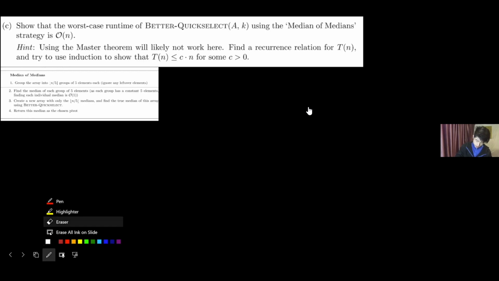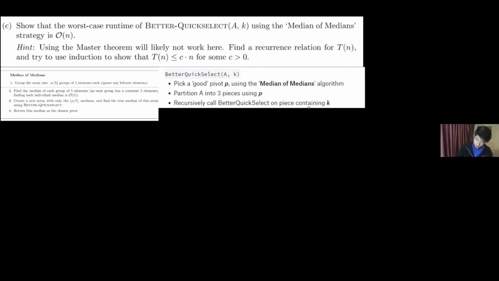Cool, so this better quick select algorithm turns out to be better in that it can find the median in linear time. So in this question, we'll prove that fact. So to remind ourselves, what exactly is better quick select? Yeah, so we first pick a good pivot using the median of medians algorithm, then we partition A into 3 pieces, and then we recursively call.